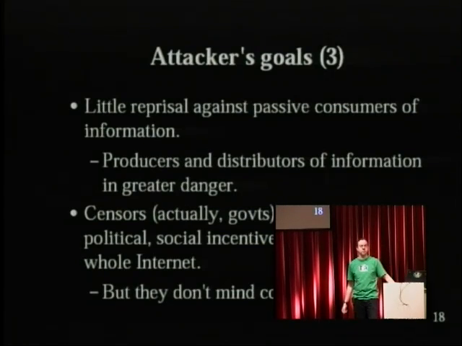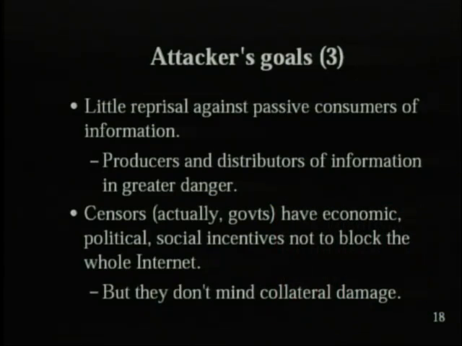And then another big assumption, the people who are doing the censoring have a lot of economic and political and social incentives not to block the whole internet. This is certainly true in China, where their economics are going to be based on communicating and working with the rest of the world. It's not necessarily true in a bunch of the former Soviet Union states. Maybe you're just screwed there. We can't solve that problem at the same time as other problems.